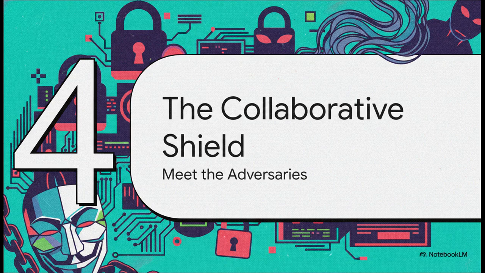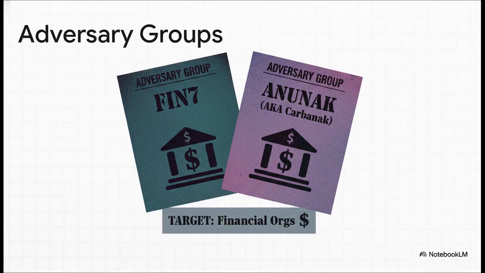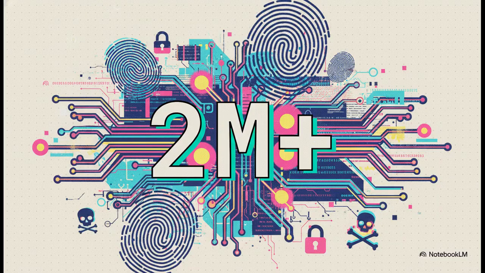So let's meet the adversaries. Yeah, these aren't just random people in basements. These groups have names, like FIN7 and Anunak, which also goes by Carbanak or Carbon Spider. These are highly organized criminal enterprises, and their specialty is hitting financial organizations. And just to give you a sense of the scale we're talking about, it is absolutely staggering. Right now, on the OTX platform alone, the community is actively sharing over 2 million individual indicators of compromise. 2 million! That's 2 million active digital fingerprints from real-world cyber threats.